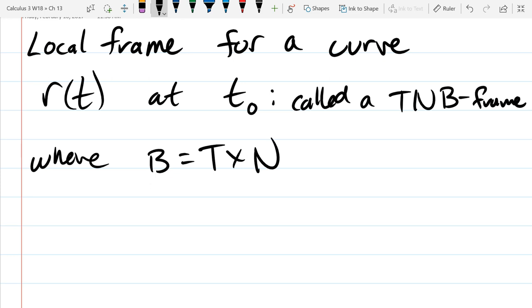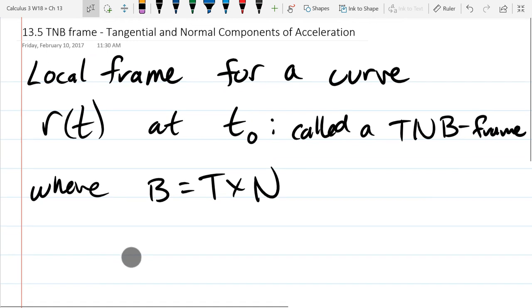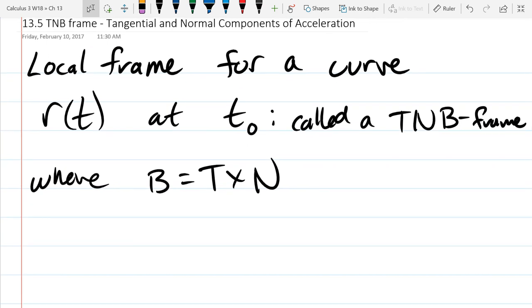Cross product is the only product, aside from matrix product, where order is really important. If you cross the other way, you'll have a component going in the exact opposite direction. So you want to make sure it's not n cross t, it's t cross n. This also has another name, called the Frenet frame. Why is it called a local frame? You'll see in a minute.